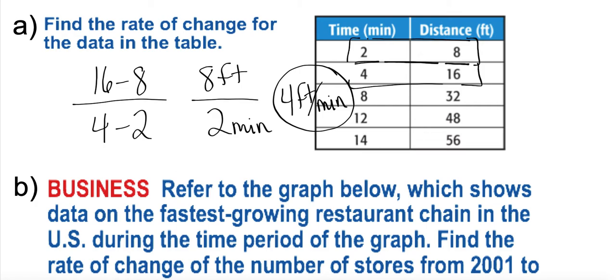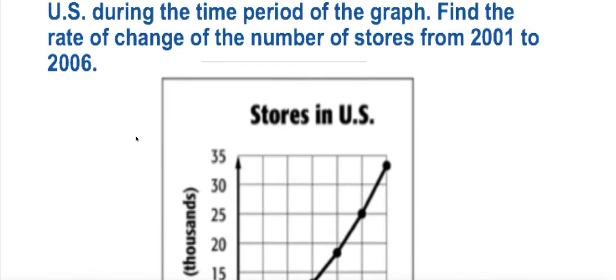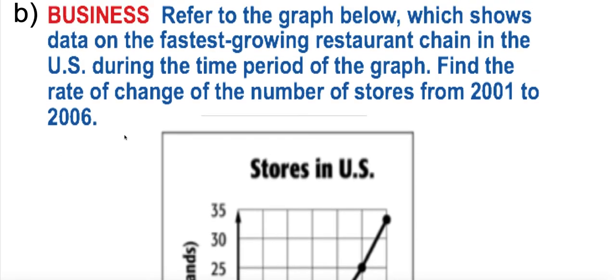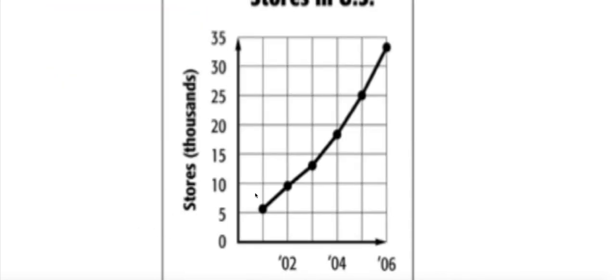Another one down below, we could be looking at a graph. The graph here is showing data on the fastest growing restaurant chain in the US during a specific time of growth. So we want to find the rate of change from 2001 to 2006. So from 2001, that's here, to 2006, that's here. Go ahead and see if you can figure out the rate of change of these restaurants. Pause the video for about a minute or two, and see if you have an idea for how to find the rate of change in this graph.